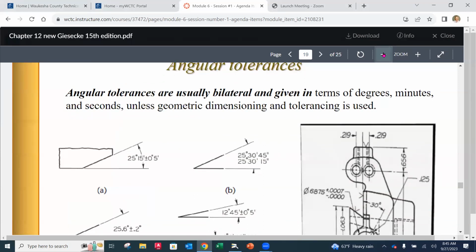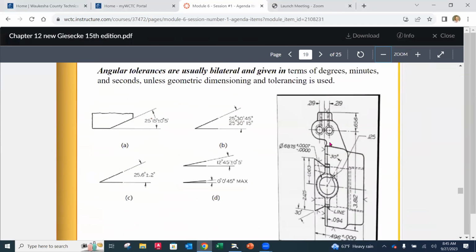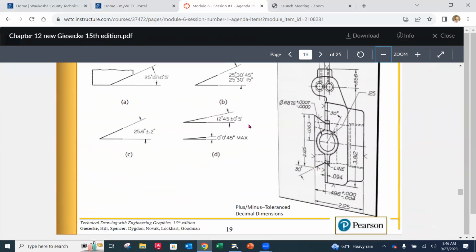Angular dimensions, okay? So angular dimensions are usually going to be bilateral, or they can be given in degrees, minutes, and seconds. We don't see that very often at all, unless you're in an industry where maybe you have a timing type of an indicator, but most often we're going to be to the closest decimal degree or half a degree, okay? So you can do it in degrees, minutes, and seconds.